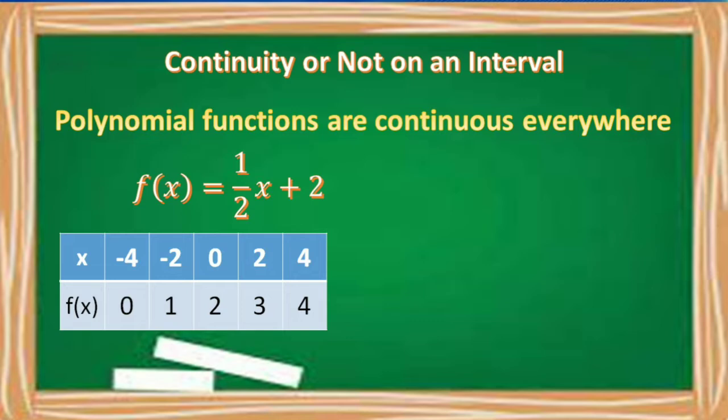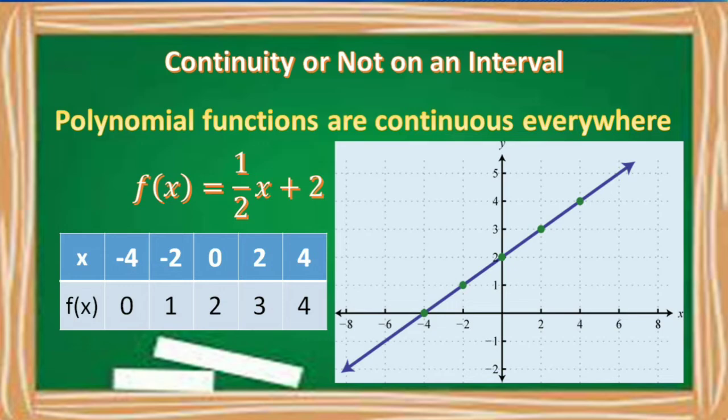If x is 2, then f of x is 3, because 1/2 of 2 is 1. 1 plus 2 is 3. And if x is 4, then f of x equals 4, because 1/2 of 4 is 2. Then 2 plus 2 equals 4. If we are going to sketch the graph, we have a straight line extending in both directions.